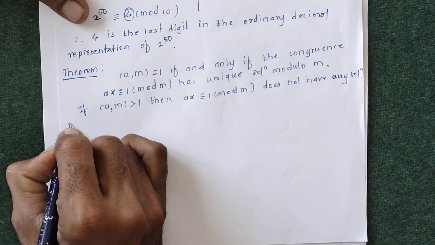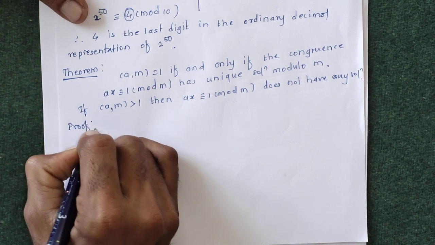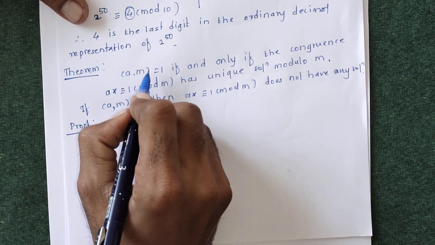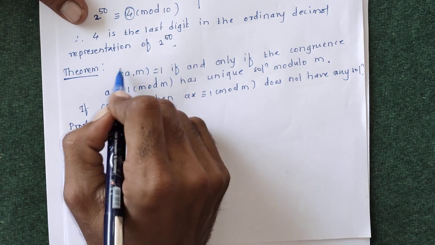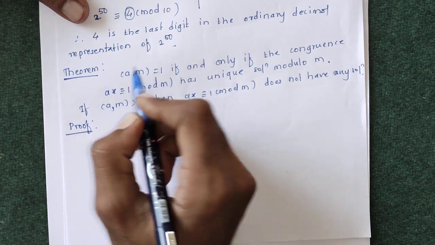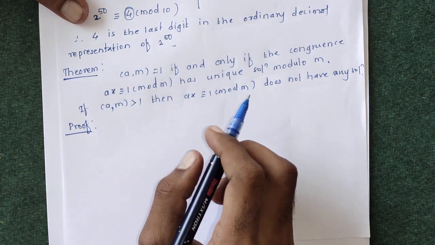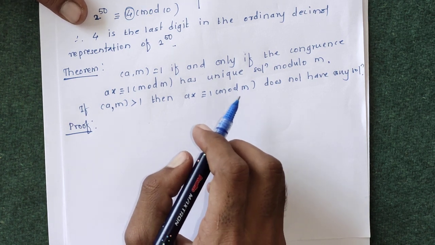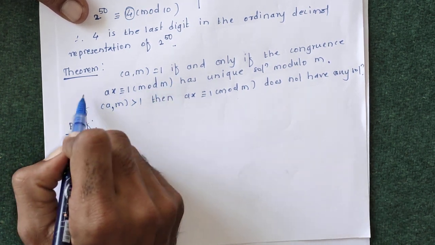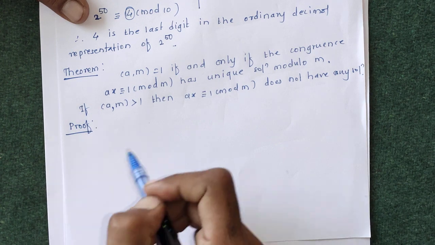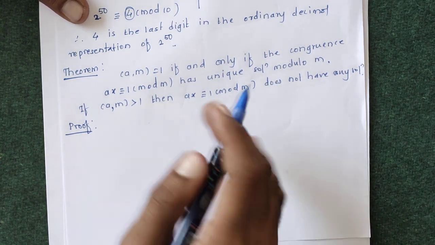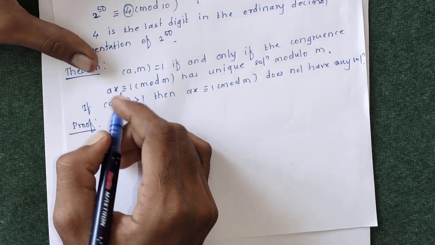In the proof, first of all, we will suppose the GCD of A and M is equal to 1, and we will prove that AX is congruent to 1 mod M has a solution. After that, in the converse part, we will suppose this and prove that, and after that we will show the solution is unique. So let's start the proof.